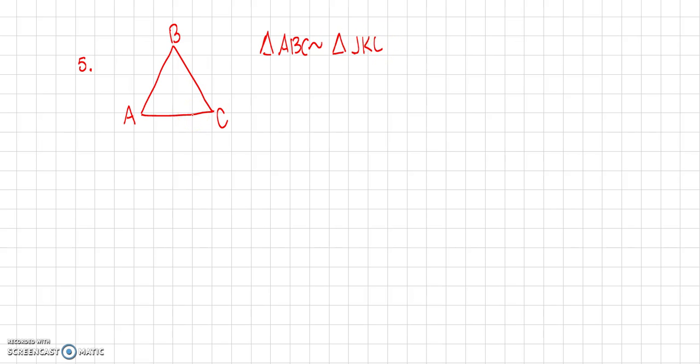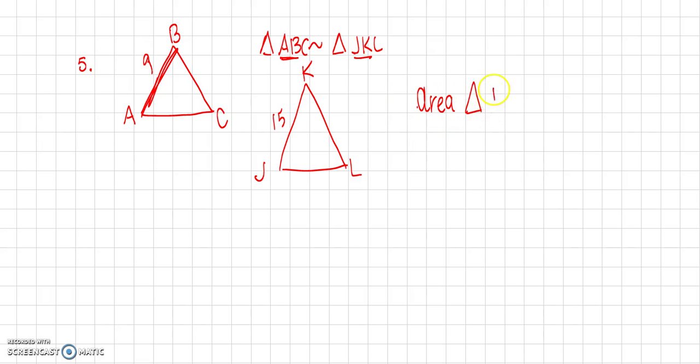We have to draw our triangles with corresponding sides. AB corresponds to JK. So since I put AB like this, I'm going to put JK like this, and L. Okay, it says AB equals 9 and JK equals 15. And the area of triangle JKL is 125 squared units. Wants us to find the area of triangle ABC.